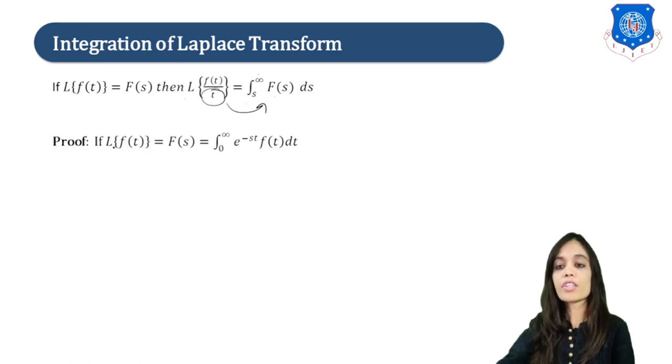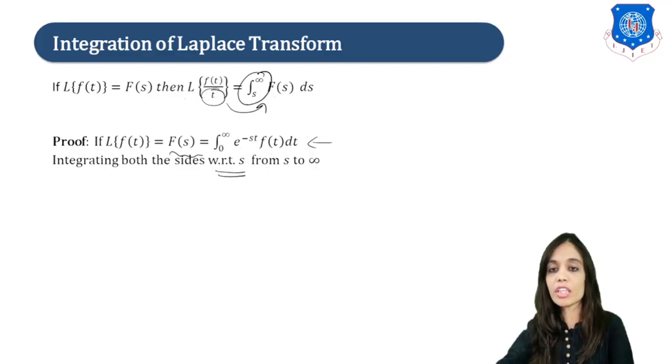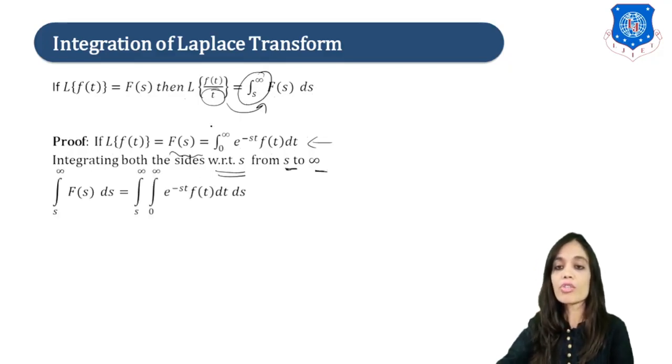So we know the definition, that is Laplace of f of t will be equal to f of s, and that is equal to integration 0 to infinity e raised to minus st f of t dt. Fine, so this is our definition. Now let us integrate both the sides with respect to s. Here you can see we have to integrate with respect to s, and limits are s to infinity. So on integrating we will get integration s to infinity f of s ds, that is equal to integration s to infinity and this integral, right?